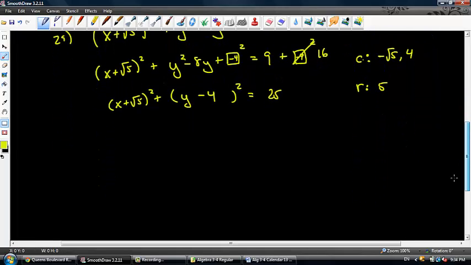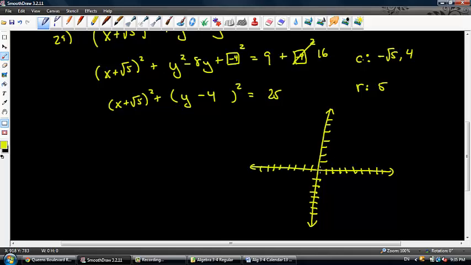So let's go and draw that. Rad 5 is just a little bit bigger than 2, so it's about 2.1. Okay, negative rad 5, that's negative 2 in a little bit, and then up 4. And so now from here I'm going to travel out 5 in each direction. So 1, 2, 3, 4, 5. Up 1, 2, 3, 4, 5. To the right 1, 2, 3, 4, 5. And then down 1, 2, 3, 4, 5. Okay, more or less a circle, but it looks a little bit more elliptical or ovular to me, but that's because of the lack of precision with drawing.